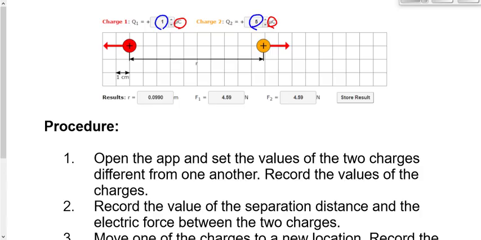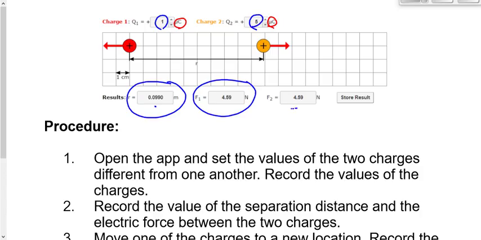What do we want to change? Well, what you're going to do here is change the distance that separates these two charges. You're going to do that by clicking on one or both of these charges and dragging them. Drag it to the right to make the distance bigger. Drag it to the left to make the distance smaller. It doesn't matter. Just change the distance. Record the value of your separation distance. You can see in my case right now it says 0.0990. And record the corresponding force that acts between them. You can see in my case it's 4.59 newtons.